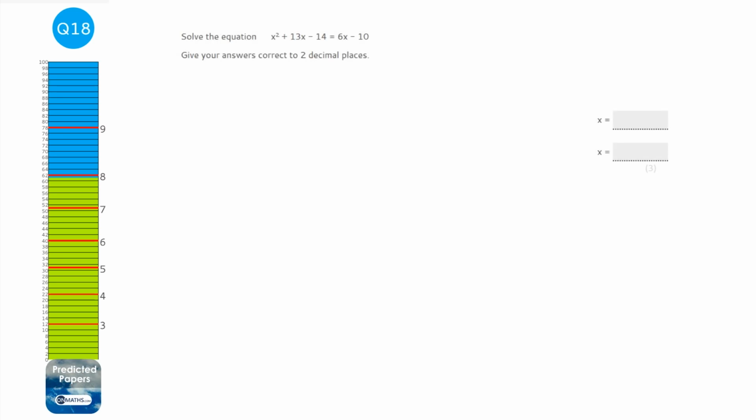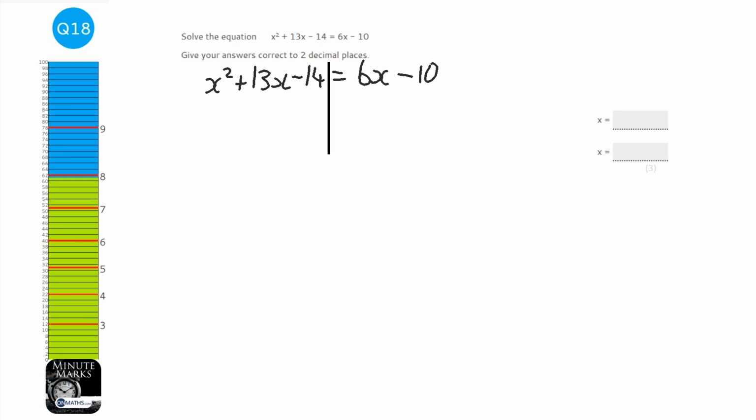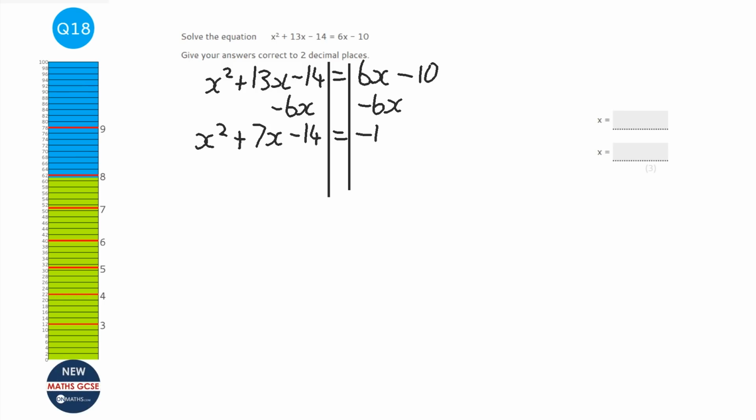To solve a quadratic, first thing you need to do is get it equal to 0. So I'm just going to write it out first of all. And then I'm going to draw my lines down so I can show the examiner what I'm doing. So the first thing I'm going to do is take away 6x both sides. So it's going to be x squared plus 7x minus 14 equals minus 10. And then I'm going to get rid of that minus 10, so I'm going to add 10 to both sides. So it's going to be x squared plus 7x minus 4 equals 0.